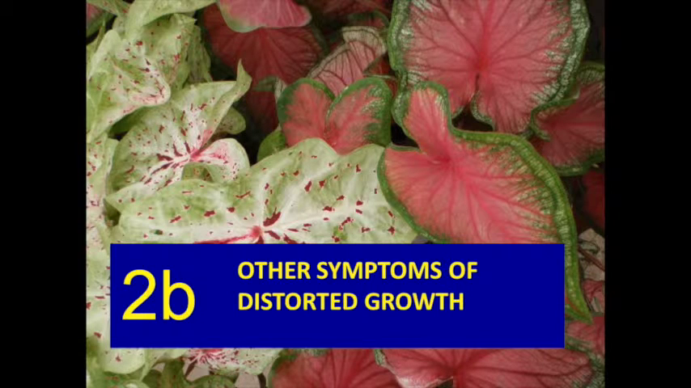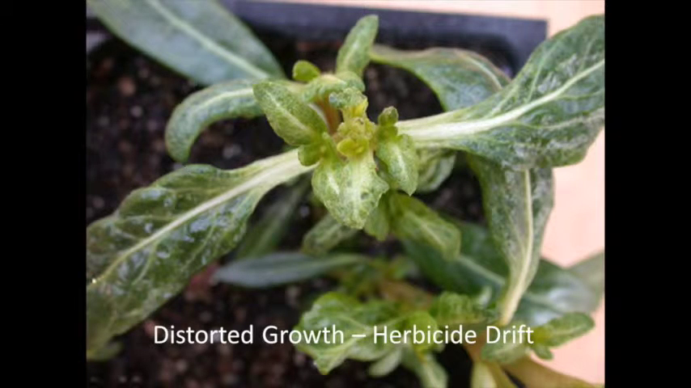So I'm going to show you a few of Brian's slides. If you don't know Brian's reputation, he's the one who takes pictures of dead and dying plants. And he has several symptoms here of distorted growth from causes other than plant growth regulators. And I think probably one of the more common ones that I've seen in the greenhouse has been herbicide drift. Herbicides used outside the greenhouse have caused a lot of damage to plants when it gets into the greenhouse, and sometimes herbicides are used inside the greenhouse when they shouldn't have been.